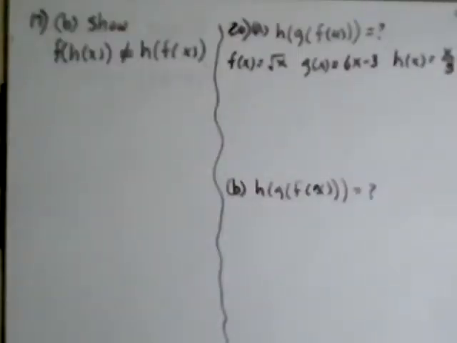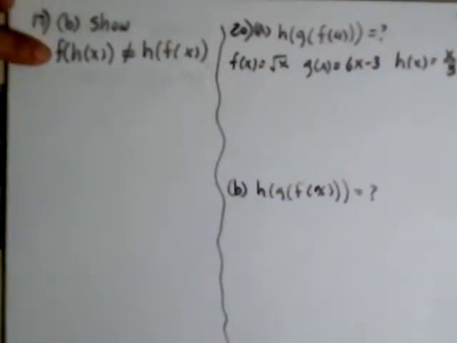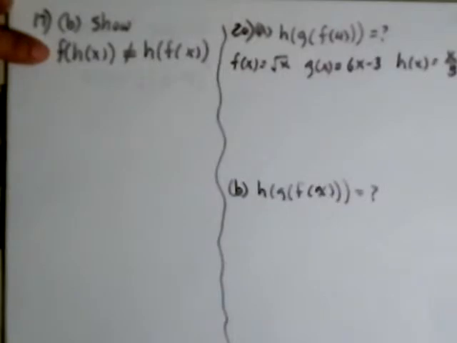17. About 19 minutes have elapsed so far, so we'll try to get this done as fast as possible. Part B says show f of h of x does not equal h of f of x, so we're going to use the left-hand rule again.